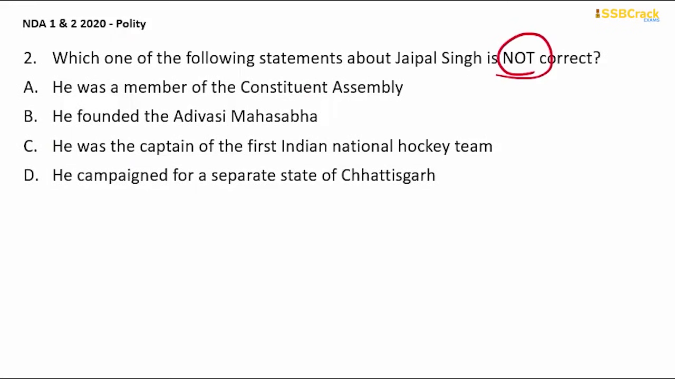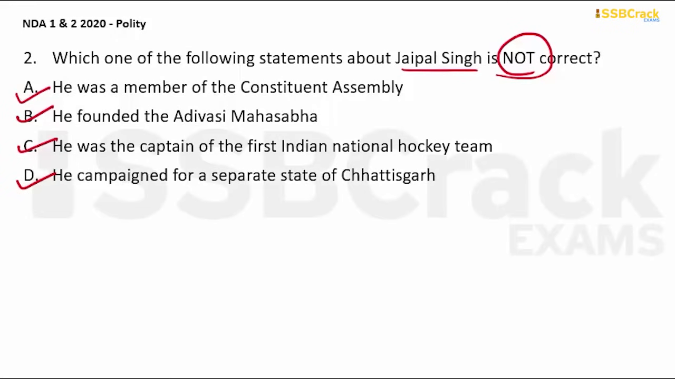Which of the following statements about Jaipal Singh is not correct? A. He was a member of Constituent Assembly. B. He founded Adivasi Mahasabha. C. He was the captain of the first Indian national hockey team. And D. He campaigned for the separate state of Chhattisgarh.